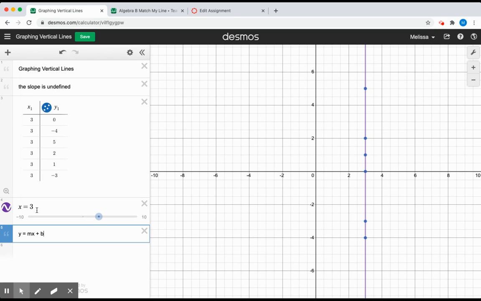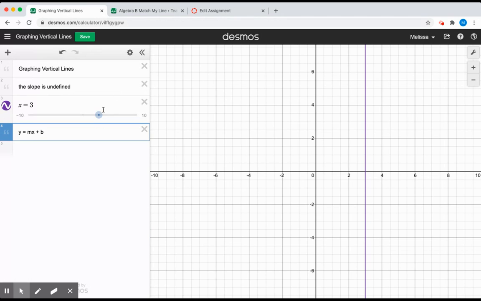And so the crazy thing is that this equation, x equals 3, you can't actually get it into y equals form. There isn't a y. So this is what we've got. Vertical lines, the slope is undefined. Often you won't have a y-intercept. And they are in the form of x equals some number, x equals 3.